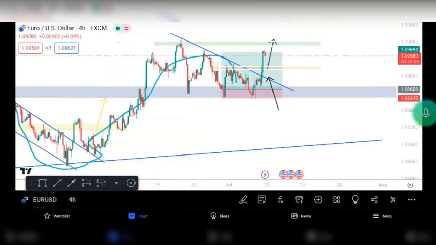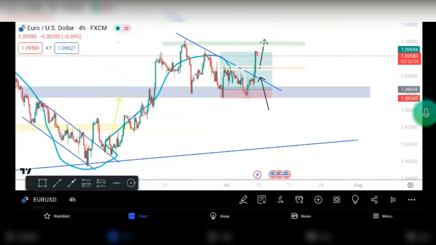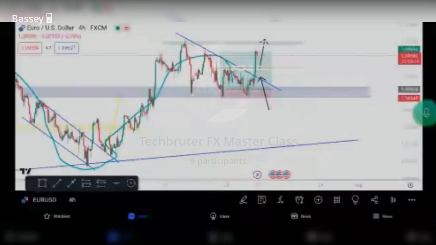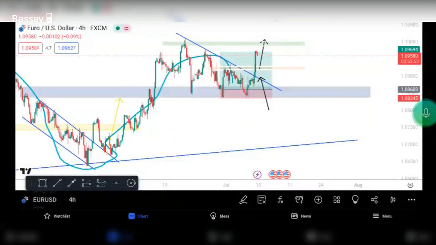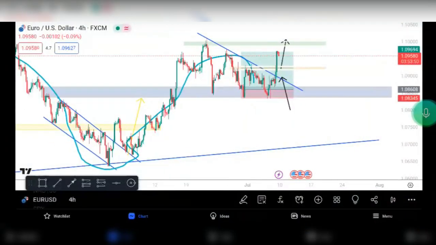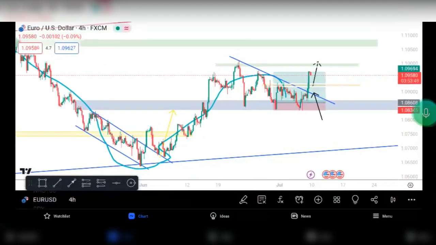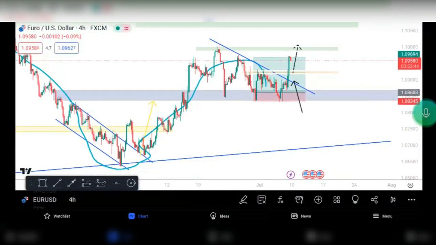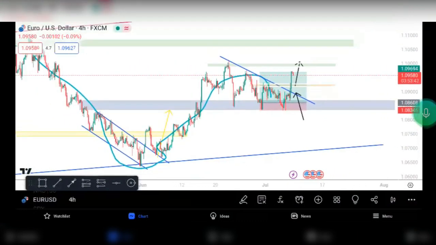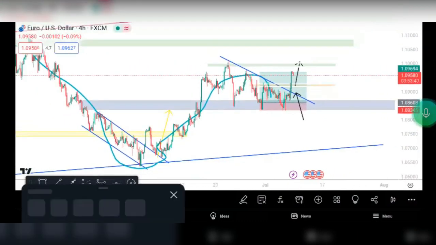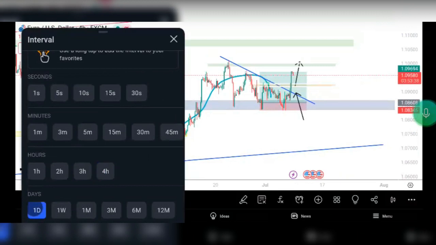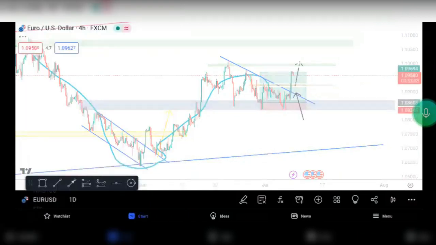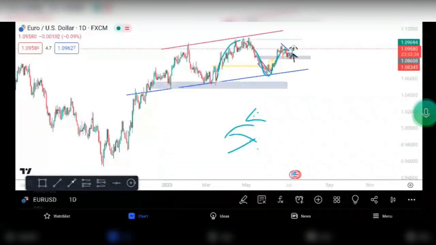And if you're trading, please be very careful of news. Always check news before you place your trades. All right, so once this happens, we are good to go, because we are expecting the market to go very high.